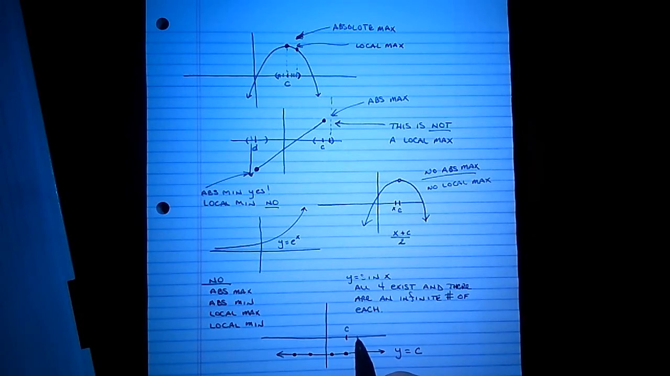We'll call this C1, so I don't have the same C's there. This y value is greater than or equal to every y value in this open interval, and therefore that is a local maximum. So sine has an infinite number of absolute maxes, the top of every hump. This graph has an infinite number of absolute maxes. Every single point is an absolute max.